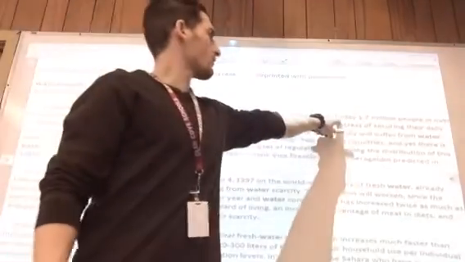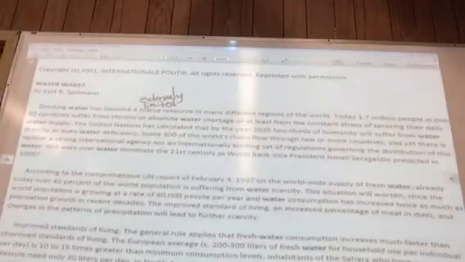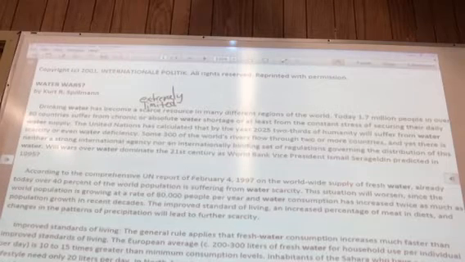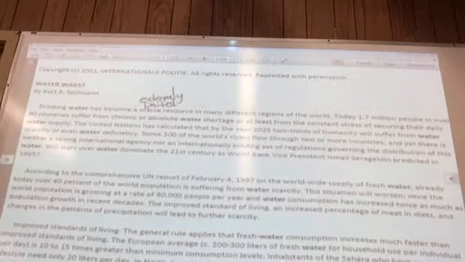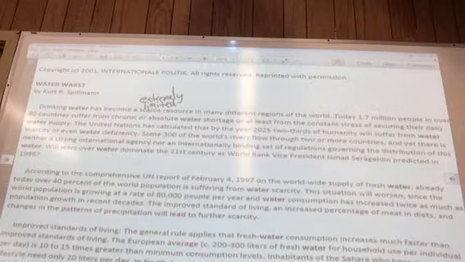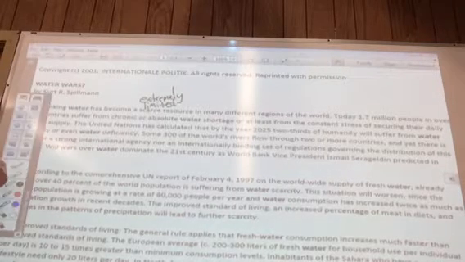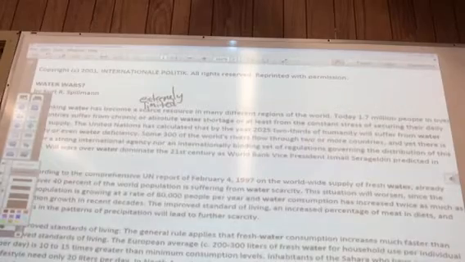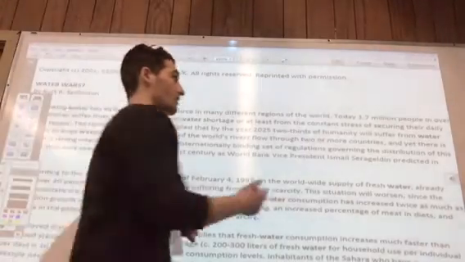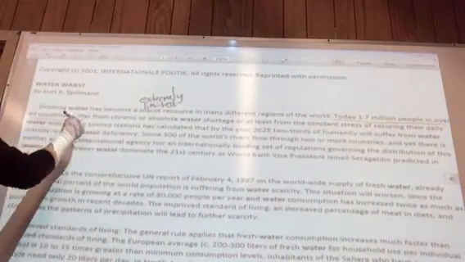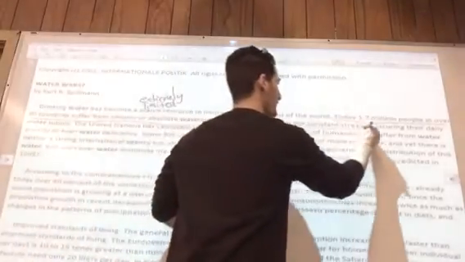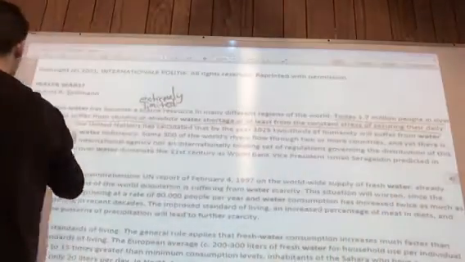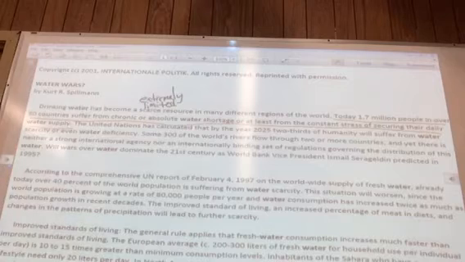It says, right here, we'll start with today. It says that today, 1.7 million people in over 80 countries suffer from chronic or absolute water shortage, or at least from the constant stress of securing their daily water supply. So that's discussing how many people are in need of water right now. I'm going to take my orange, because I might want to use this as evidence for this inquiry question in my research paper. So I'm going to underline this sentence in orange, because I want to use this to answer my orange question.